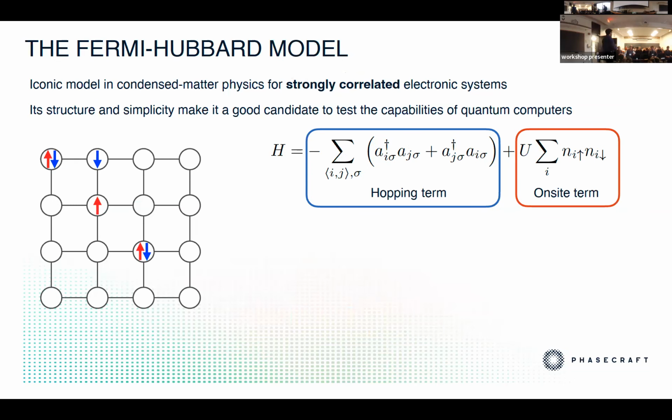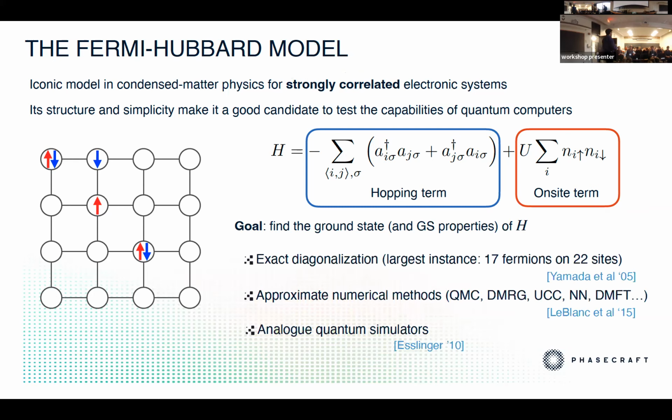I don't think I need to introduce the Hubbard model, but just to set the convention, we set t equal to 1 and measure all energy units in t. Our aim here is to use a quantum computer to find the ground state and ground state properties of the Fermi-Hubbard model Hamiltonian. Of course, we know that there are many other approaches which so far are superior to quantum computers.